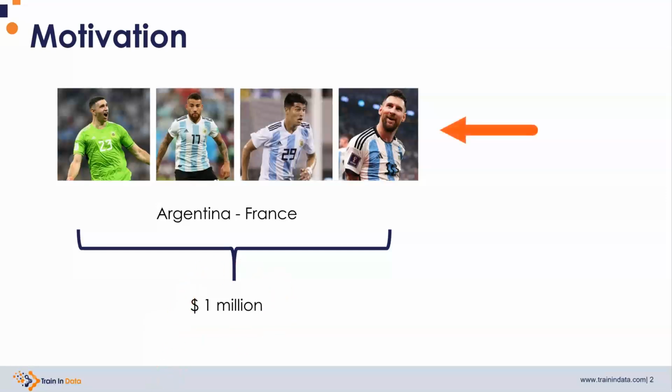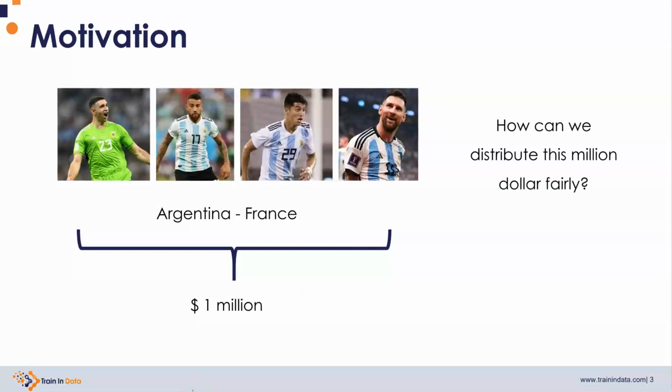So here we have the players, which are these guys over here, and we have the game, which is the match, Argentina against France, and then we have a reward, which is $1 million. The question is, how should we distribute this $1 million fairly? Should we divide it equally among the 4 players? That perhaps won't be fair for Messi, who is the best player in the world. So in principle, we'd be inclined to think that most of that reward should go to Messi.